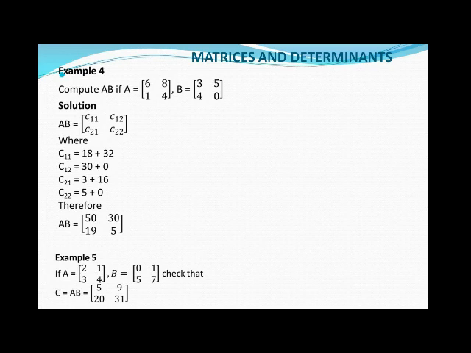Example 5. If A is 2, 1, 3, 4, and B contains the entries 0, 1, 5, 7. Let's check if C is equal to AB.